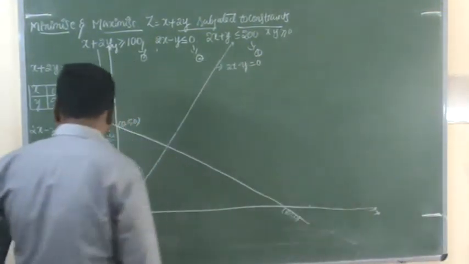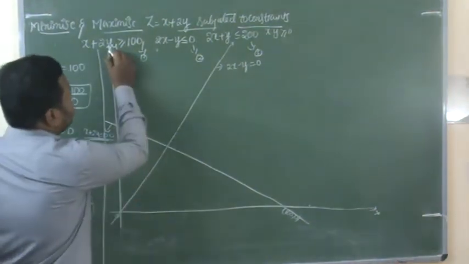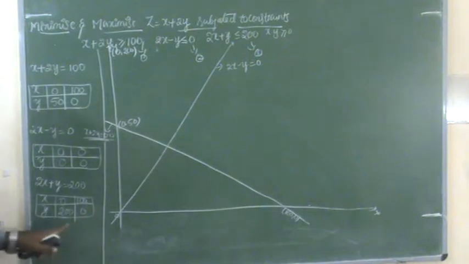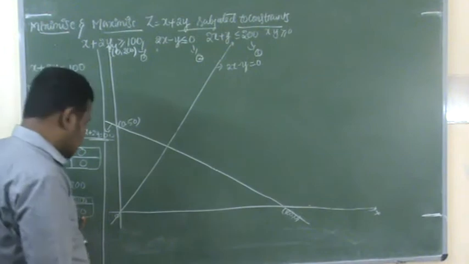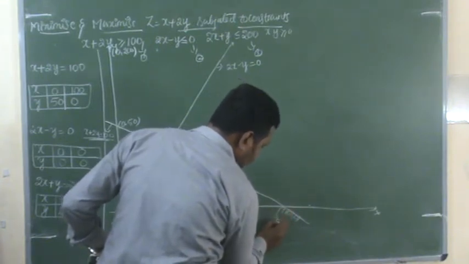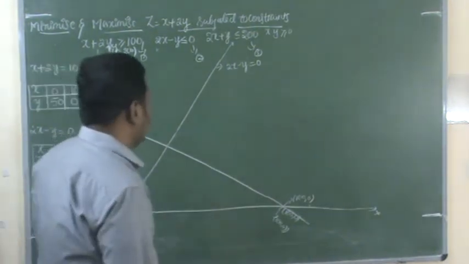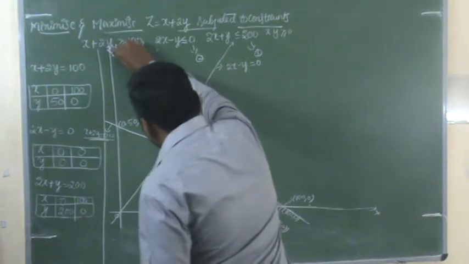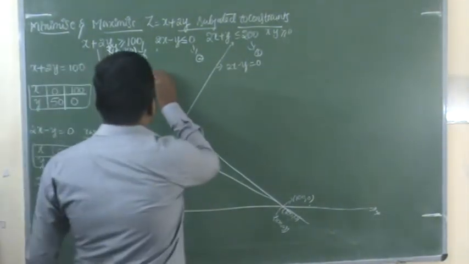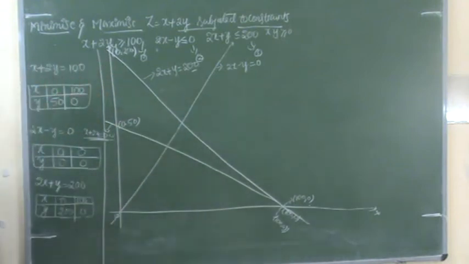Now for the third equation, x is equal to 0, y is equal to 200. That is 0 comma 200. And y is equal to 0, x is 100. Same thing here, 100 comma 0. Okay. Now joining these two points, this is the equation of the line 2x plus y is equal to 200.